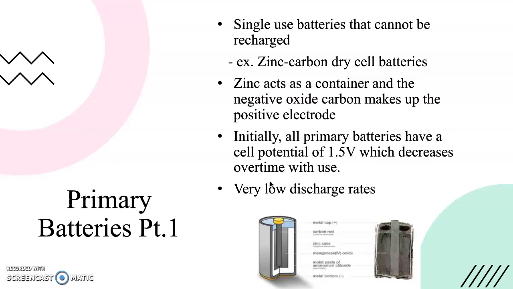Initially, all batteries, D, C, A, AA, and AAA, have a cell potential of 1.5 volts, which decreases over time with use.